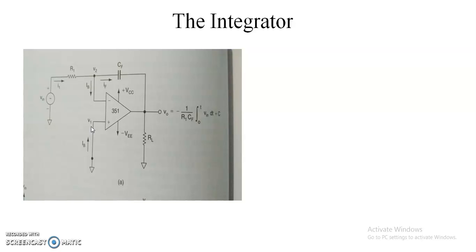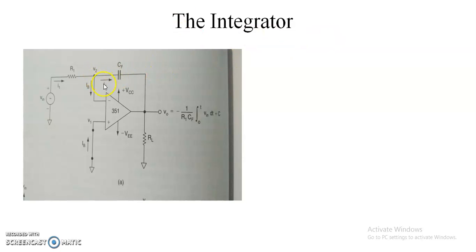Such an integrator circuit is obtained by using the basic inverting amplifier, in which the feedback resistor RF is replaced by a capacitor CF. An integrator is a circuit which will provide an integrated waveform of the input at the output of the amplifier. We can obtain it simply by using the basic inverting amplifier, in which the feedback resistor RF is replaced by a capacitor CF. The basic circuit of the integrator is shown in the figure.